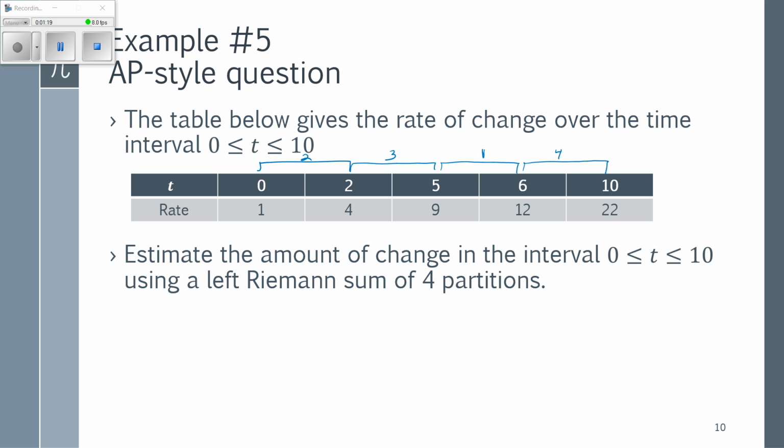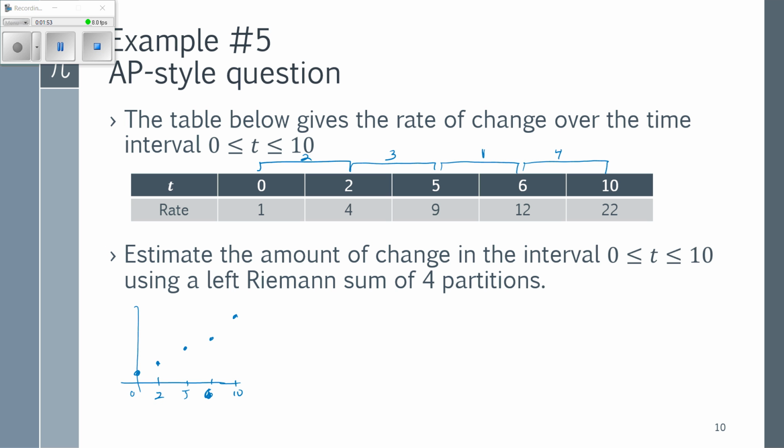And if it helps, it's perfectly okay to sketch out, hey, here's 0, 2, 5, 6, and 10, and to sketch out our scatter plot here of, okay, so at 1, 4, 9, 12, and 22. I shouldn't connect those though, because I don't know what's happening to the function, to the rate of change, between these values.